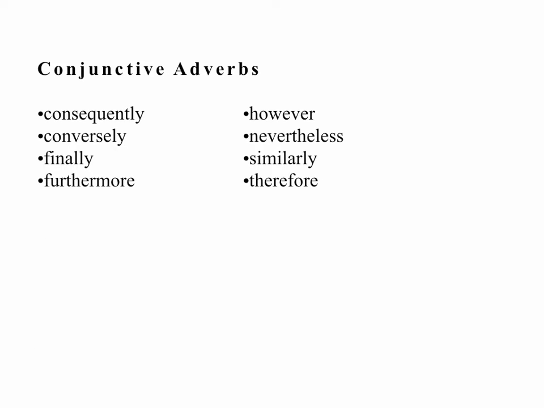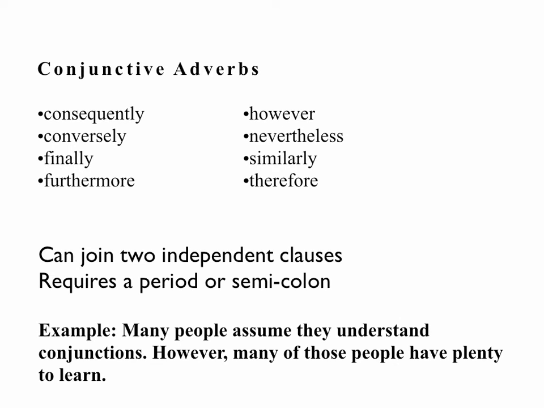Conjunctive adverbs: consequently, conversely, finally, furthermore, however, nevertheless, similarly, and therefore. Conjunctive adverbs can join two independent clauses, but the difference between a conjunctive adverb and a coordinating conjunction is that you need a period or a semicolon. Here's an example. Many people assume they understand conjunctions, period. However, comma, many of those people have plenty to learn.